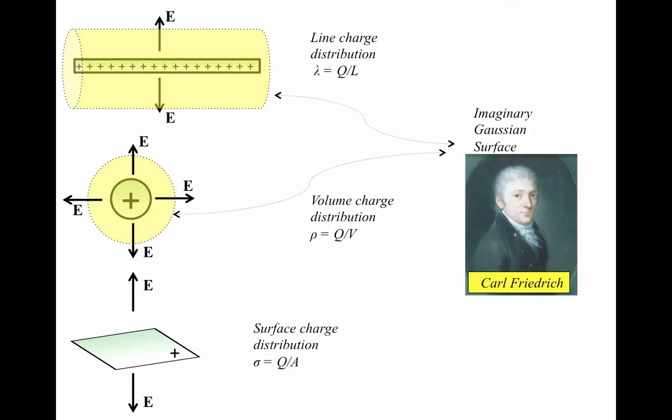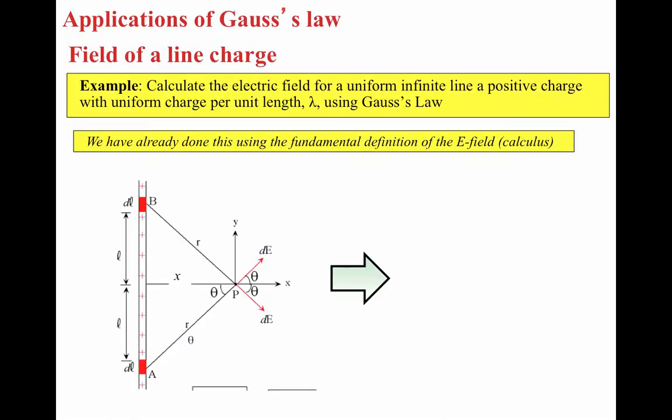For a line charge distribution, that will be a cylinder. For a spherical charge distribution, that will be a sphere. And for a surface charge distribution, that will be again a cylinder, except in a different orientation. The idea of this imaginary Gaussian surface is very important. The rule here is that I want a surface that counts all the electric field lines. It's a surface by which I'm going to calculate the electric flux originating from the electric charge.